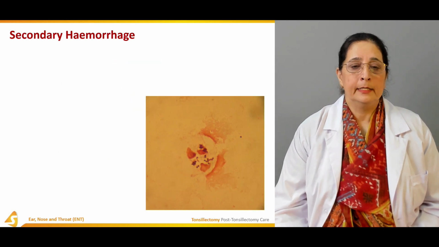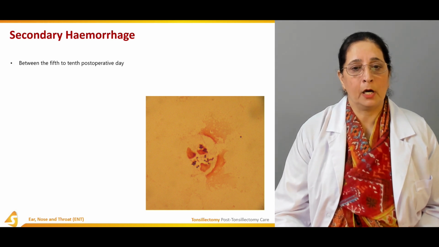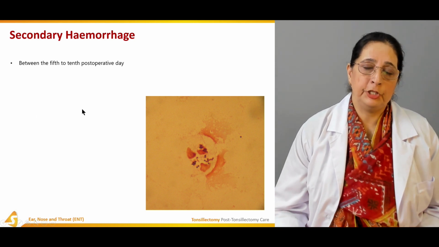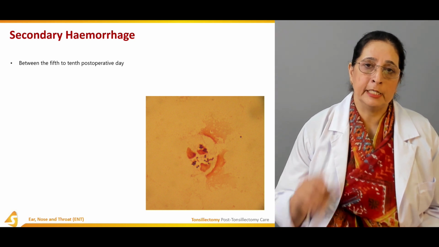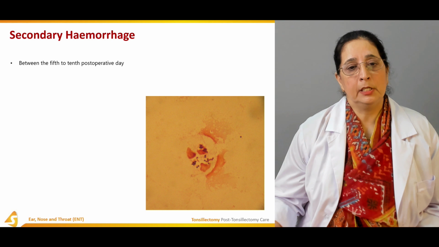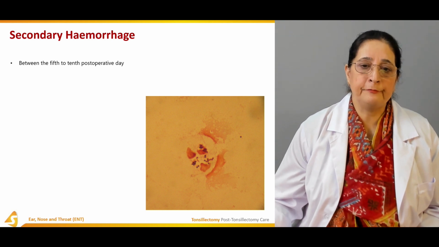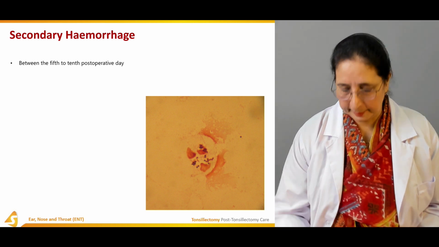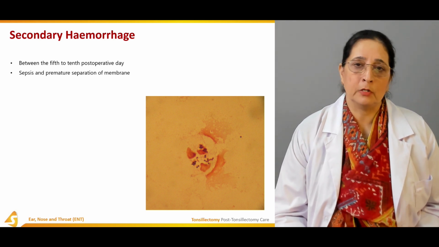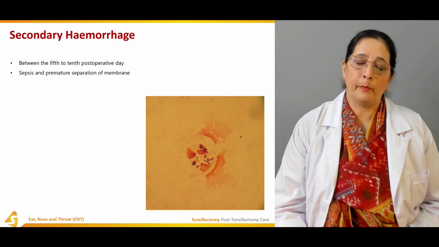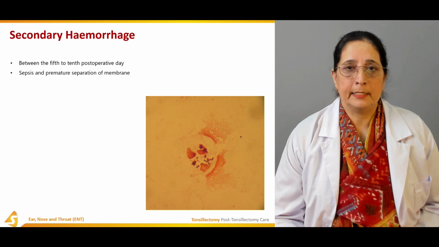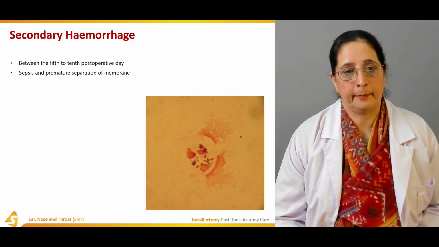Next, secondary hemorrhage. What is secondary hemorrhage and how does it occur? Between the 5th to 10th post-operative day after the procedure, we label it as a secondary hemorrhage. It's not a primary hemorrhage, which occurs during or immediately after the surgical procedure. It's the hemorrhage that occurs on the 5th to 10th post-operative day. Sepsis and premature separation of membrane is the leading cause of secondary hemorrhage. Sepsis is very common as a result of infection. When sepsis occurs, the tissues become soft, and there is separation of membrane causing secondary hemorrhage.